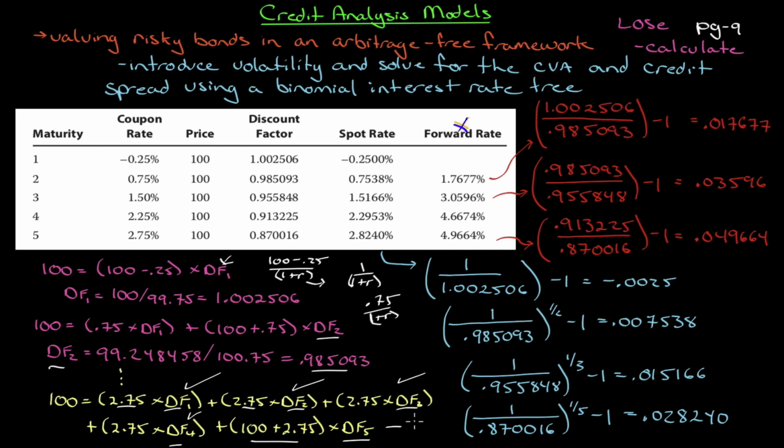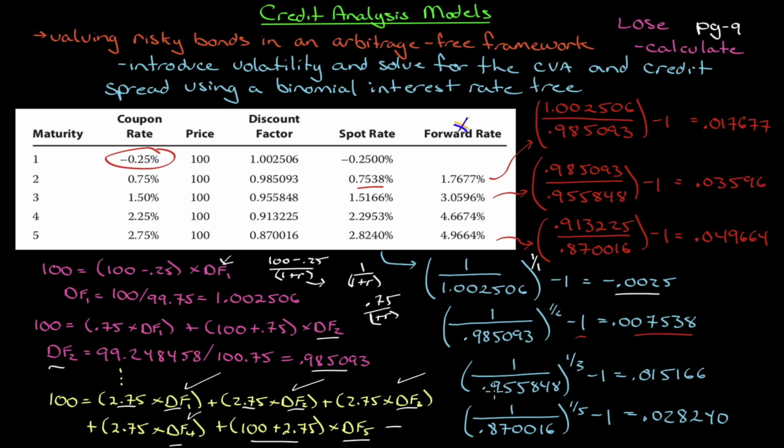Once we have our discount factors, we can determine what our spot rate is, and our spot rate is just 1 over the discount factor minus 1 for the first year. Actually, it would be to the inverse of whatever year it was, so it would be 1 over 1 in this particular case, minus 1. It should not be surprising. We should have recovered that, right? 0.25. For the next year, it's 1 over 0.985093. We take the square root of that, or the power of 1/2 minus 1. There we go, 0.7538. These are our spot rates, by the way.